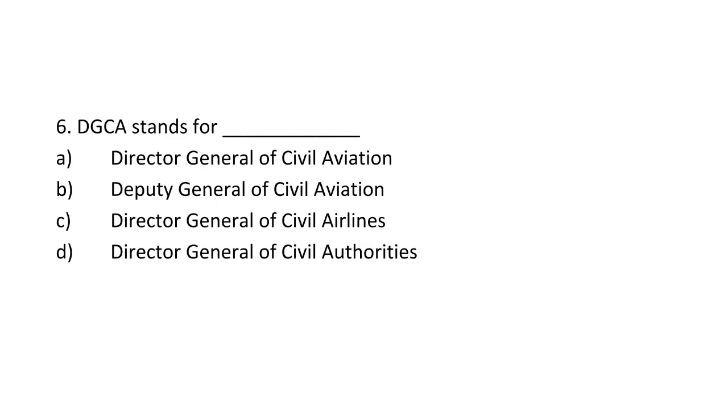6. DGCA stands for A. Director General of Civil Aviation. B. Deputy General of Civil Aviation. C. Director General of Civil Airlines. D. Director General of Civil Authorities.